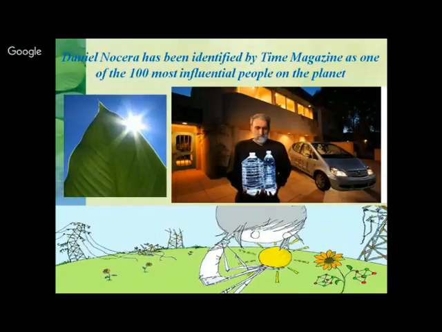Next, here you can see Daniel Nocera. So he has been considered by Time magazine as one of the 100 most influential people on the planet. Why? He has invented a leaf. वो जो leaf है, he has invented a leaf which can perform photosynthesis and store energy. So आप सोचो कि अभी एक leaf जो real leaf है उसको invent कर दिया, which can do photosynthesis, which can store solar energy in it. That solar energy can be used for generating electricity.